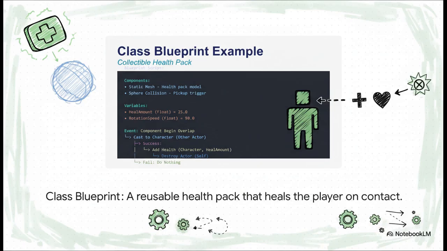So when anything touches it, it immediately asks the question using a cast2 node. It's basically saying, hey, the thing that just touched me, was it the player? If that check succeeds, it tells the player to heal up, and then it destroys itself. Boof, gone. Ready to be used again and again.